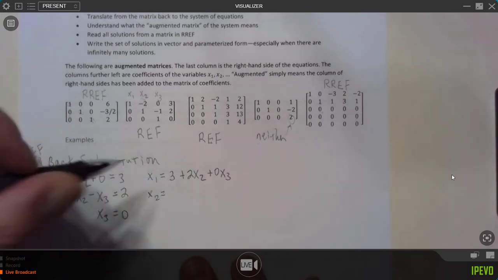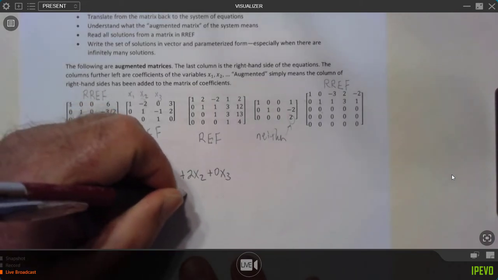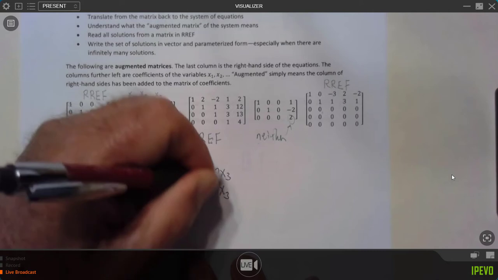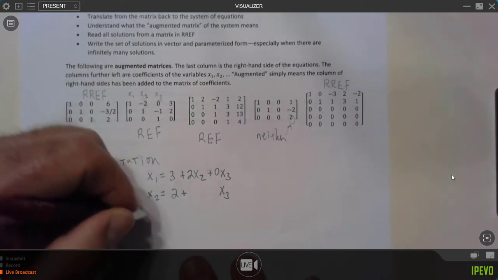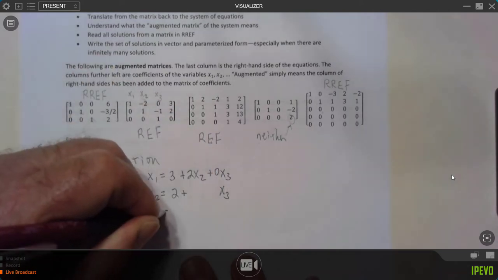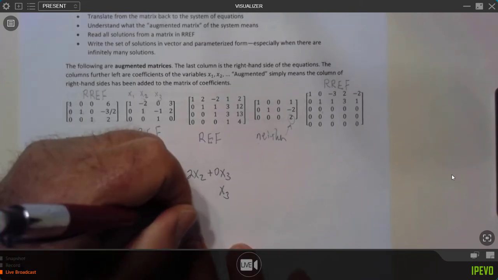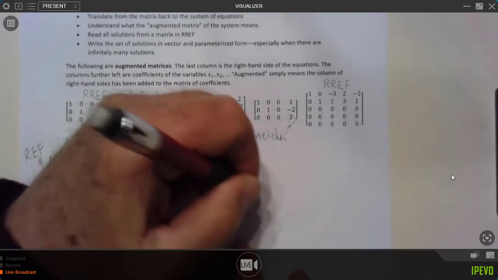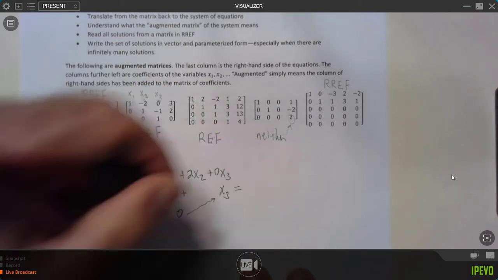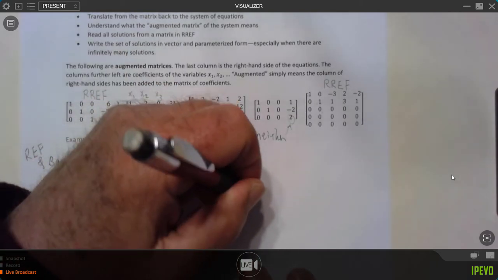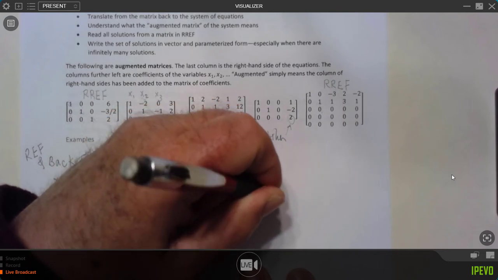x2 is 2 plus, I'll put the x3 here just to line them up. And then finally, x3 is equal to 0. All right, now here's the point of back substitution. We actually have completely solved for the last variable, x3. That number can be plugged in here. And then that tells me that x2 is equal to 2 plus 0, which is 2.